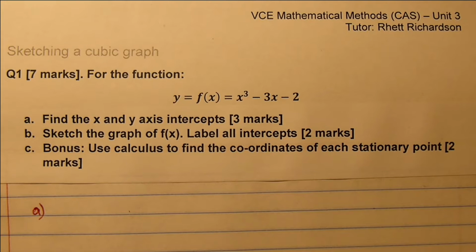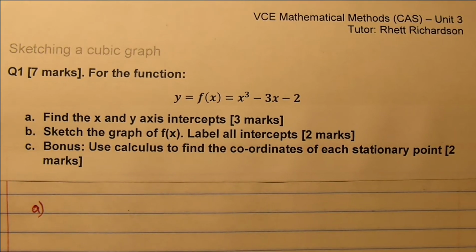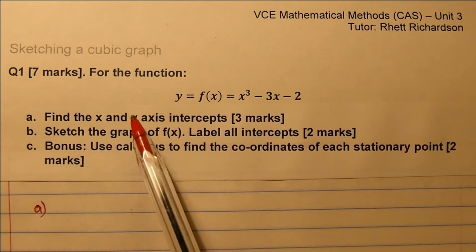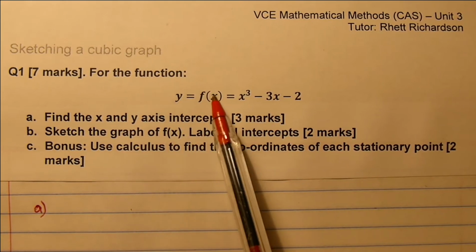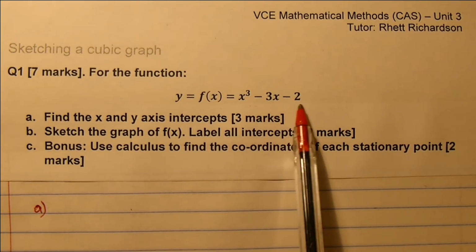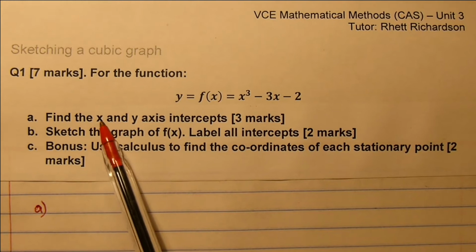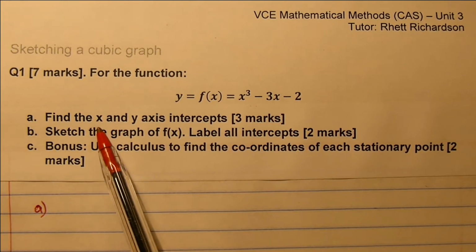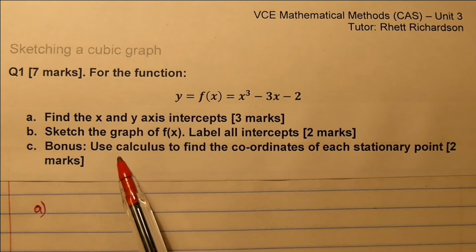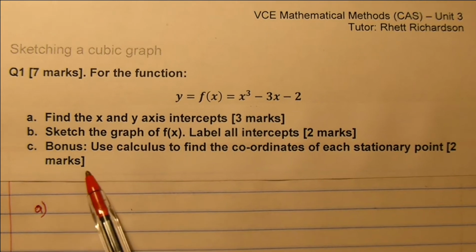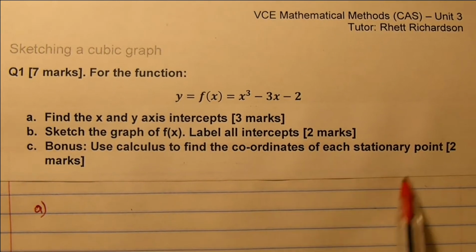I've got a question for you today from the VCE Maths Methods course, Unit 3, and it actually is going to draw upon a bit of calculus later on in the question. So depending on your level of knowledge in the course at the moment, you might just stop at part B. We're basically given a cubic function here, x cubed minus 3x minus 2. We're asked to find the x and y intercepts. The x-intercept is going to involve finding a factor and long division. The y-intercept is easy. We're going to sketch the graph and label all the intercepts. And then the bonus part of the question is we're going to do some calculus to find the coordinates of each stationary point.